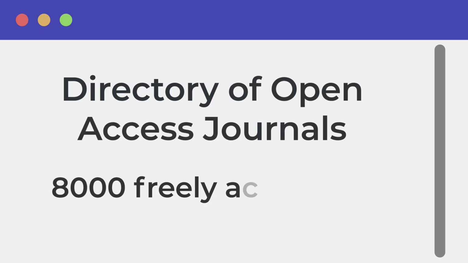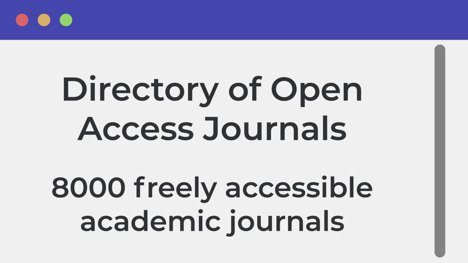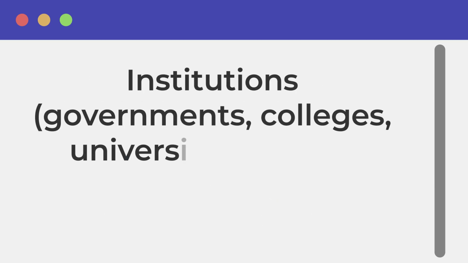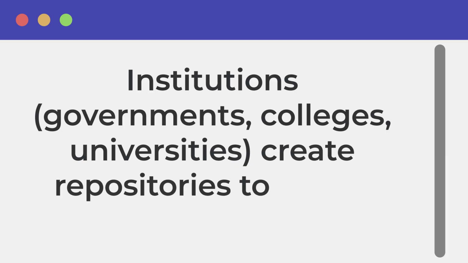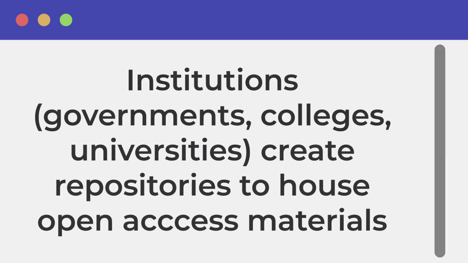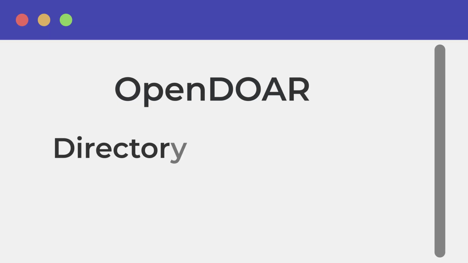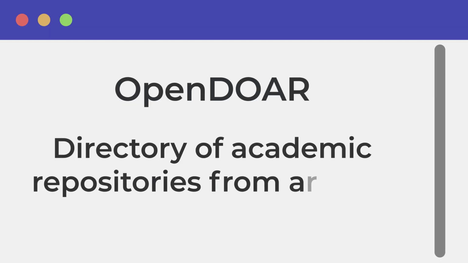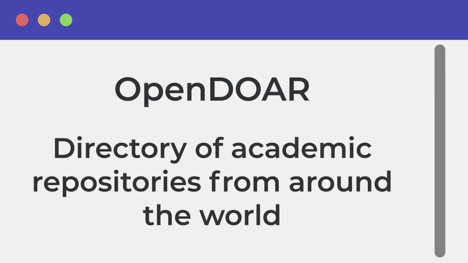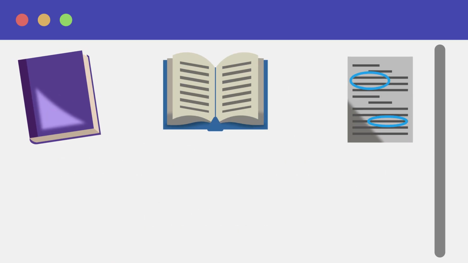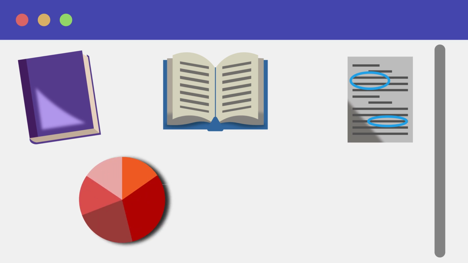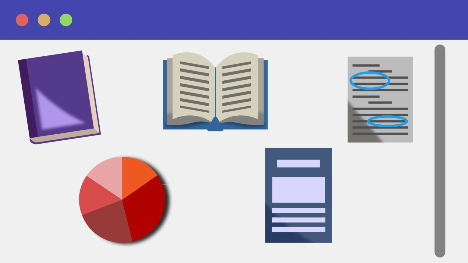Open access content is stored in online repositories, such as the Directory of Open Access Journals, which provides access to over 8,000 freely accessible academic journals. Many institutions, such as governments, colleges, and universities, create repositories to house their open access materials. Open Door is a directory of academic repositories from around the world, including Canada. Repositories may have textbooks, book chapters, scholarly peer-reviewed articles, scientific reports, lesson plans, and more.